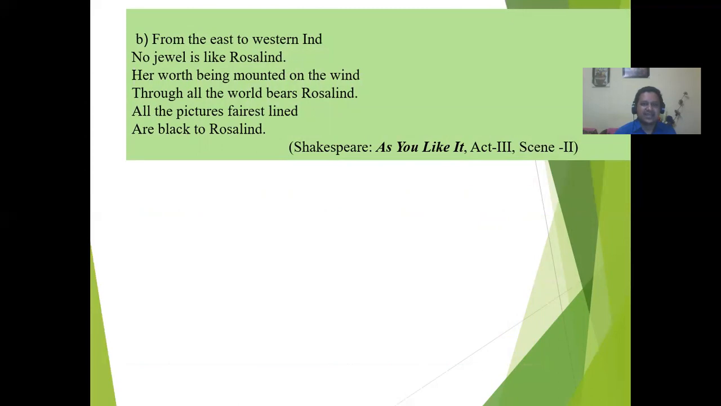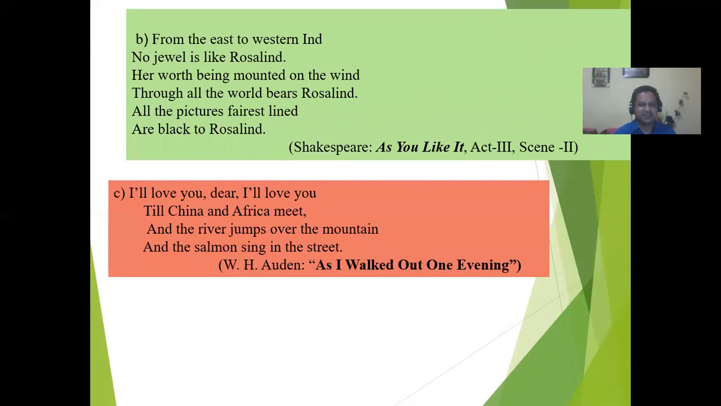Another example: "From the east to western end, no jewel is like Rosalind. Her worth being mounted on the wind, through all the world bears Rosalind. All the pictures fairest lined are black to Rosalind." This stanza has been taken from a famous drama written by William Shakespeare, As You Like It. We find a hyperbolic expression of a lover, made to praise the beauty of his beloved Rosalind, heroine of the drama.